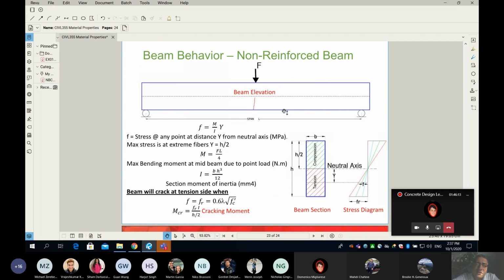And then I will increase the force F from zero. I keep increasing, adding more loads. I'm going to show you right now what happens to the beam as you increase the load.